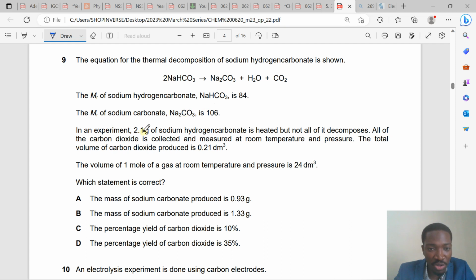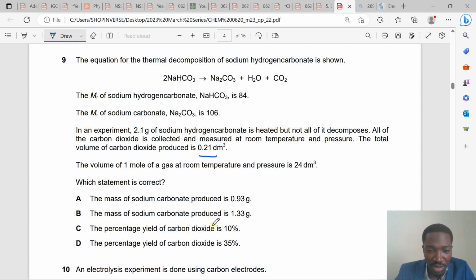In an experiment, 2.1 gram of sodium hydrogen carbonate is heated, but not all of it decomposes. All of the carbon dioxide is collected and measured at room temperature and pressure. The total volume of carbon dioxide produced is 0.21 dm cube. The volume of 1 mole of gas at room temperature and pressure is 24 dm cube. Which statement is correct? The mass of sodium carbonate produced is 0.93. The mass of sodium carbonate produced is 1.33.